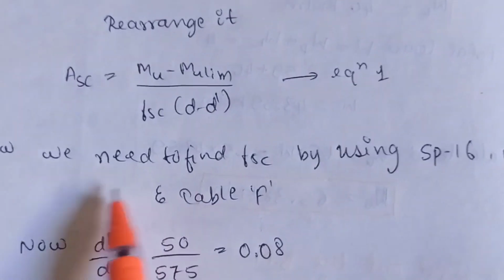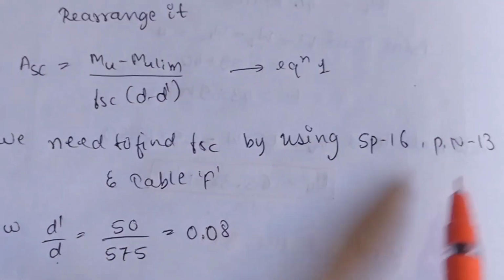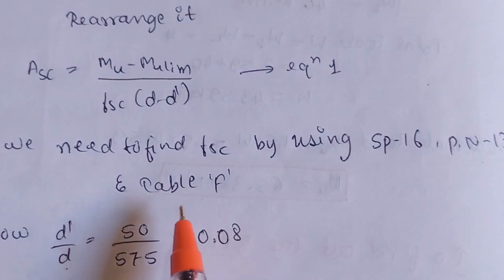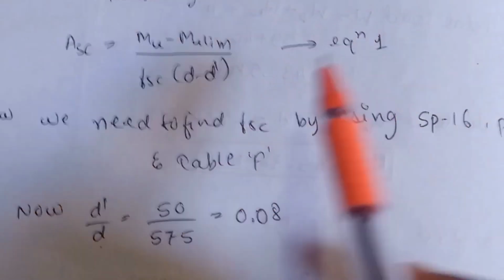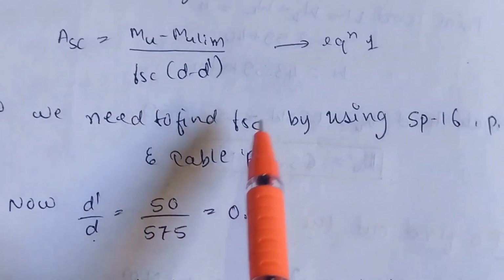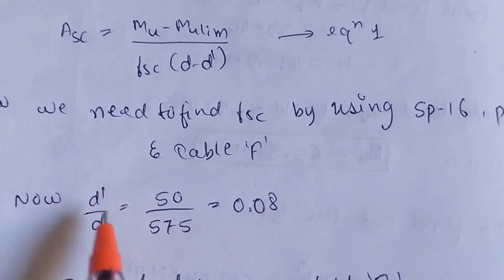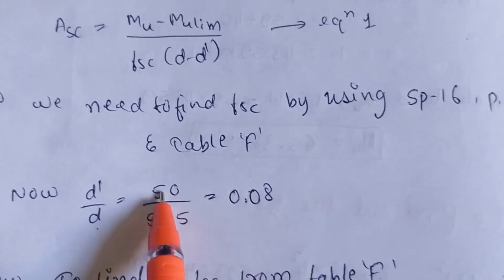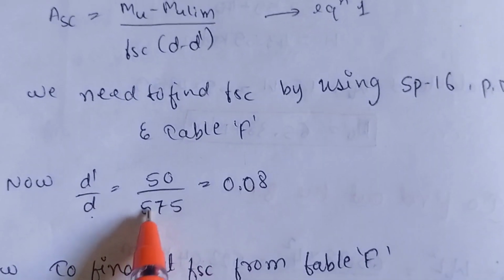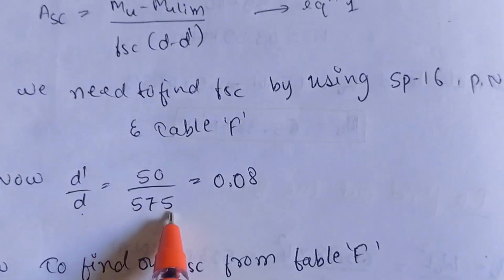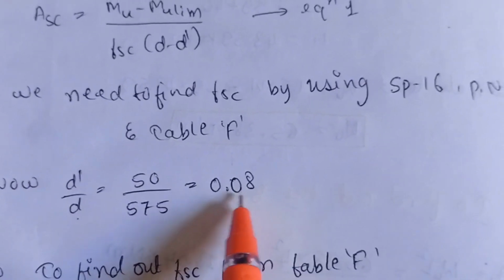So now we need to find out the FSC value by using SP16, page number 13, table F. To find the FSC value, we need to calculate the D dash by D value. D dash, which we assumed, was 50 mm. So 50 divided by our D, which is 575. After simplifying, we'll get our D dash by D value as 0.08.